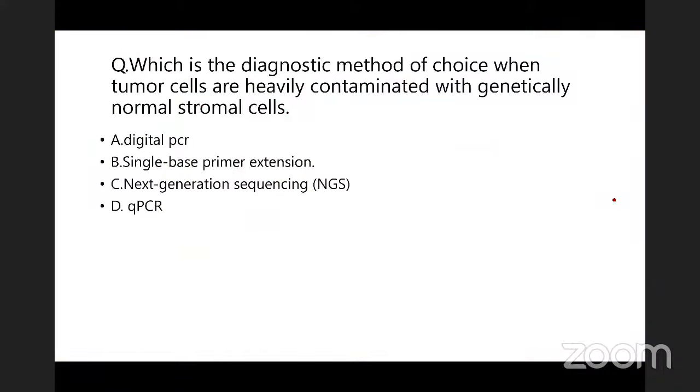Now let's look at this question. What is the diagnostic method of choice when the tumor cells are heavily contaminated with stromal cells? In such conditions we use next generation sequencing. So NGS is done whenever the tissues are heavily contaminated. And with NGS, even one small strand of DNA is enough for us to make a diagnosis.